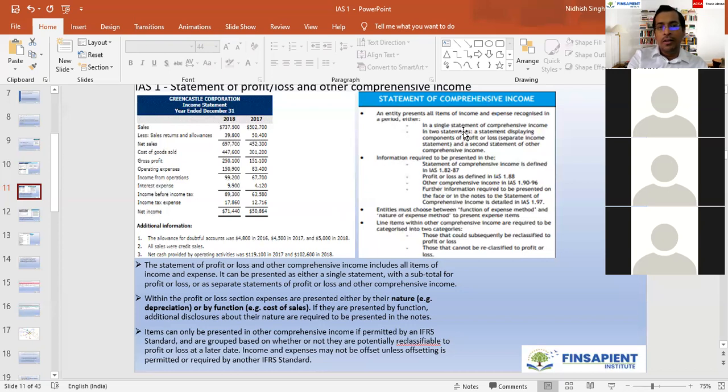So see here in the little box, I have created a statement of comprehensive income. This is talking about how line items within other comprehensive income are required to be categorized into two categories: those that could subsequently be reclassified to profit and loss, and those that cannot be. What it is really saying is that even if you report something in other comprehensive income, you still need to classify whether those items in future can go into the main P&L, that can be reported under the profit and loss. And there are some situations.